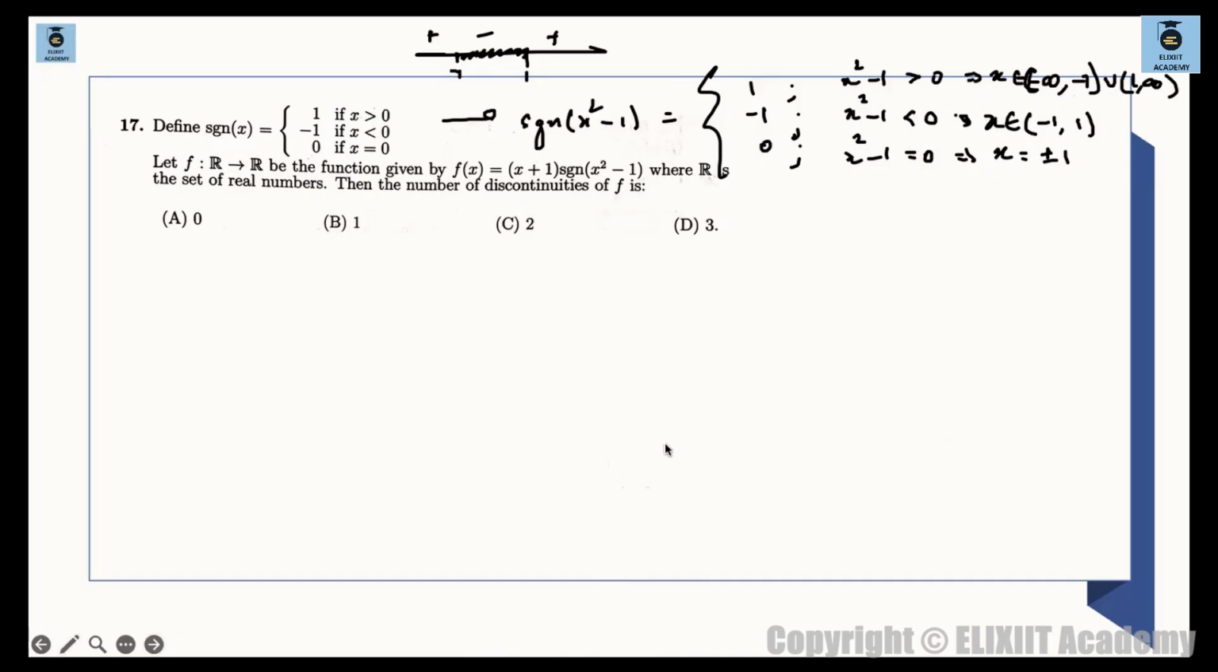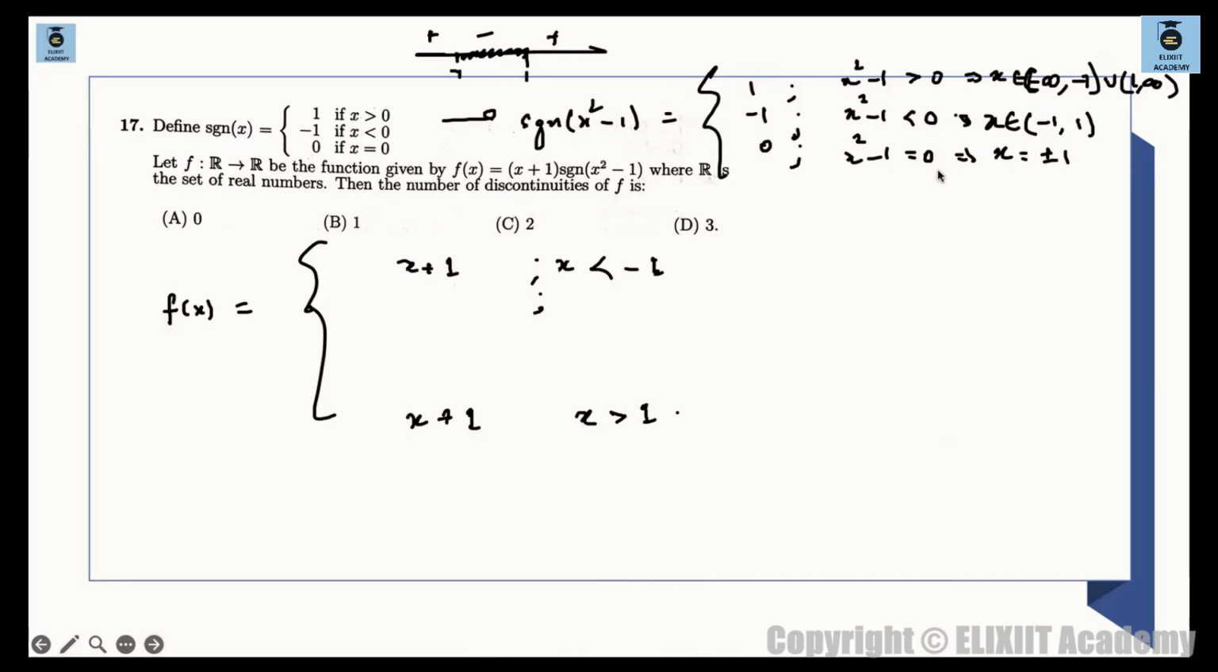Which means if I multiply by x plus 1 over here, your function fx becomes, when x is less than minus 1 and when x is greater than 1, in all these cases, x plus 1 times 1, that is x plus 1. And when x is more than 1, in this case also, it will be x plus 1 only. Okay, this region is defined.